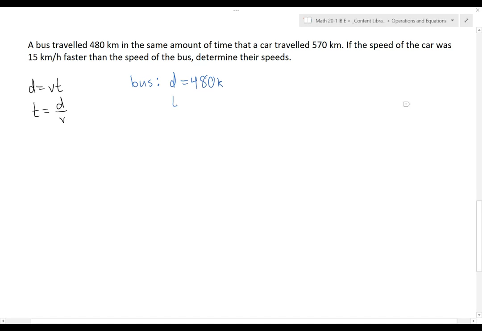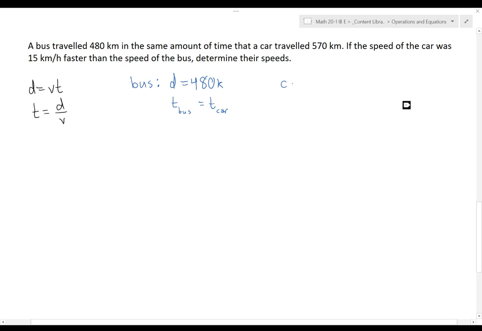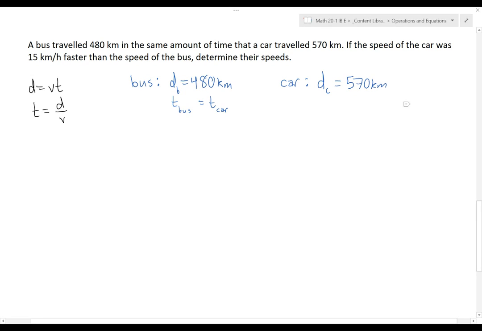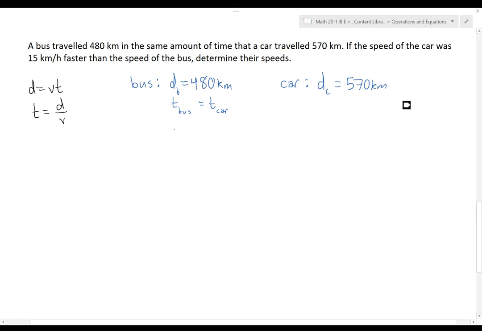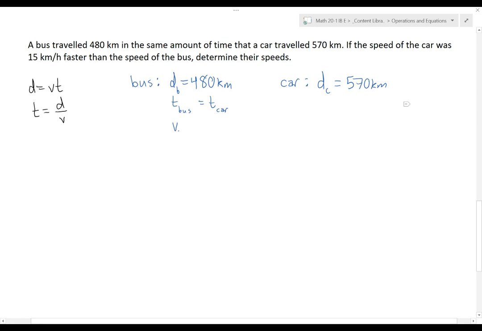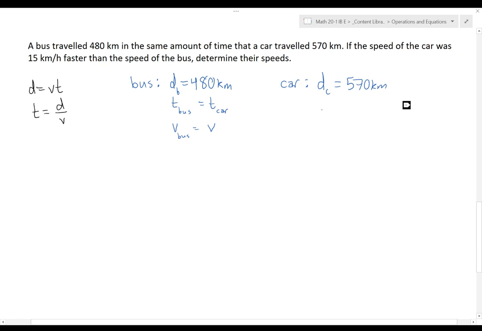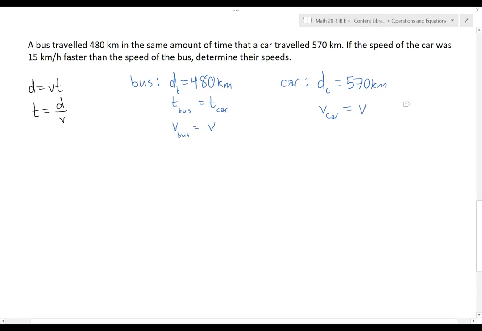The same amount of time, so time for the bus equals time for the car. The car has to travel, so dB for bus, dC for car, 570 kilometers. The speed of the car is 15 kilometers per hour faster than the speed of the bus. So let's call V bus, we'll just call it V, which means that the velocity of the car is going to be V plus 15.